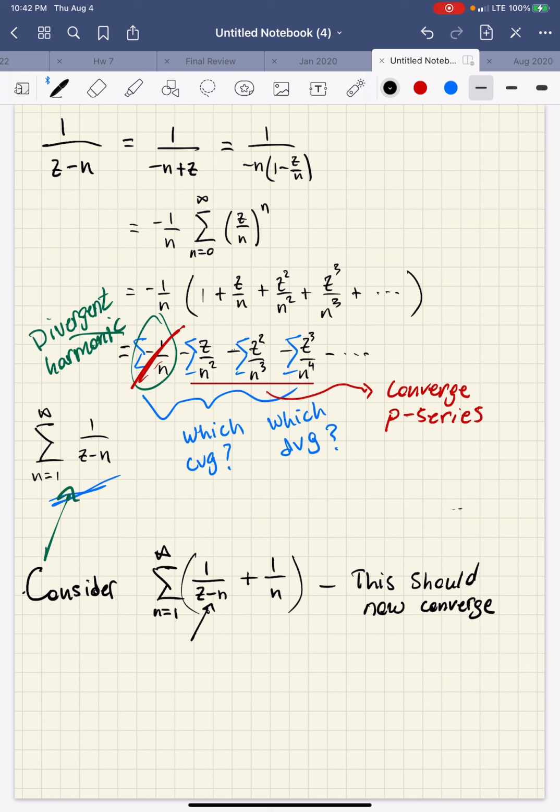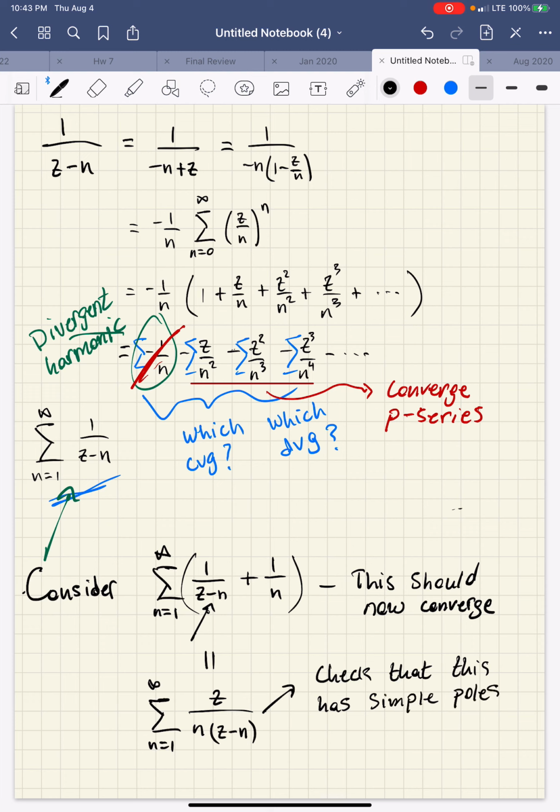So I want to first just note that we can actually rewrite this. Let's rewrite it like this. This is n equals 1 to infinity. If we combine these terms, we have z over n times z minus n. Okay. Now I'll let you do this yourself, but you can also check that this has simple poles at z equals n for all n in the natural numbers and all with residue 1.